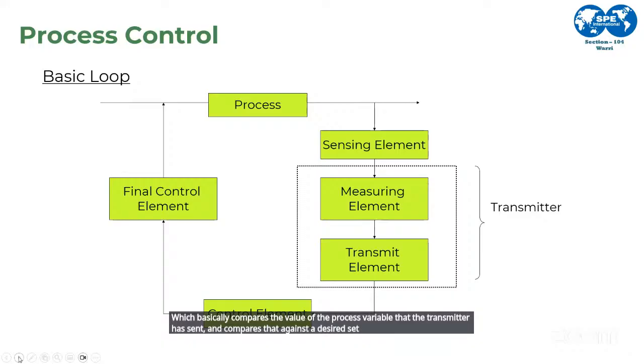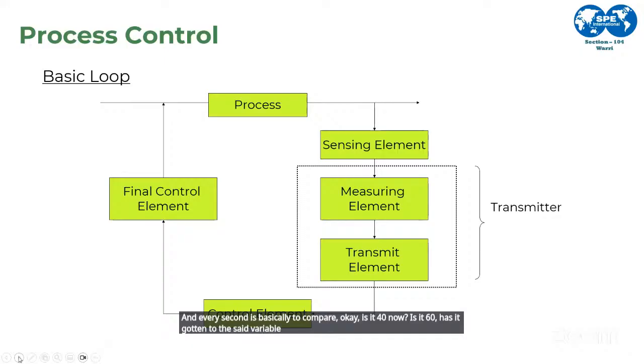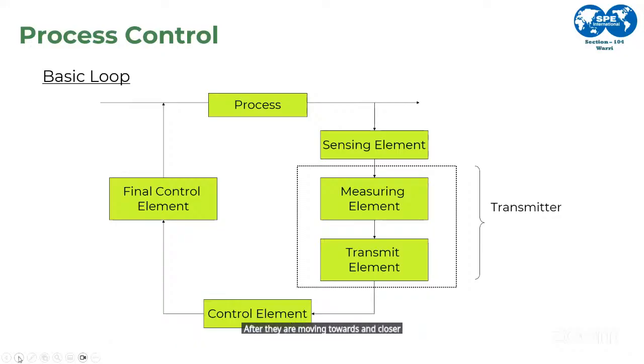So for example, the pressure on the line is 40 bar, the set value is 60 bar. So basically what the compare element does every second is compare: okay, is it 40 now? Is it 60? Has it gotten to the set variable, right? And so basically it compares how far off the process variable is from the set variable, how long they have been apart, and also tells us how far they are moving towards and closer to one another.